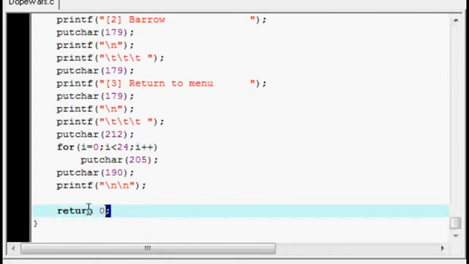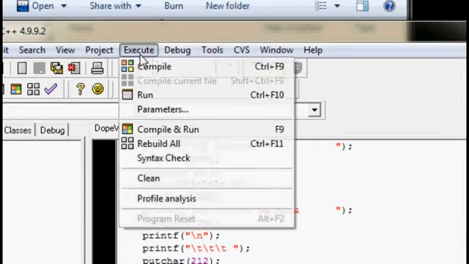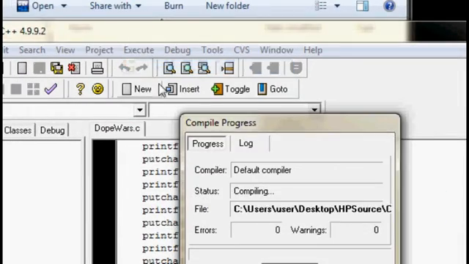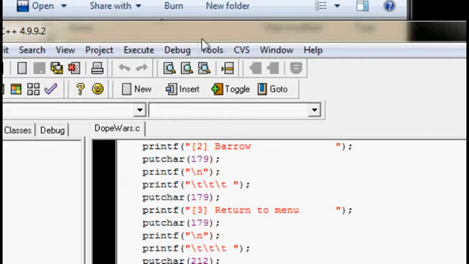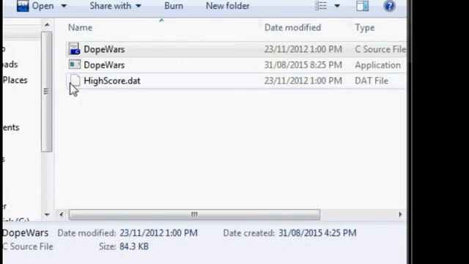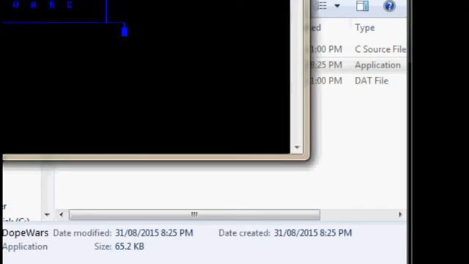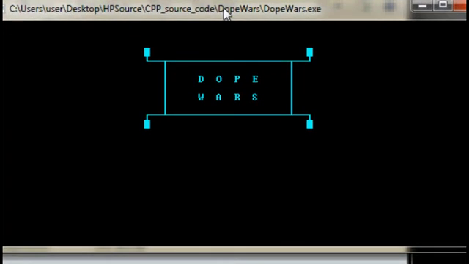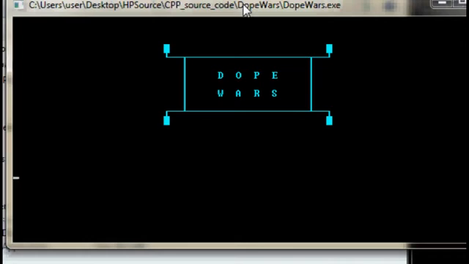Return zero, by the way, at the end of the program here, returns the program to the operating system. So what I'll do is compile the software, and it says warning, no new line at the end of the file. That's nothing, we don't have to worry about that. And here's the game itself, Dope Wars.